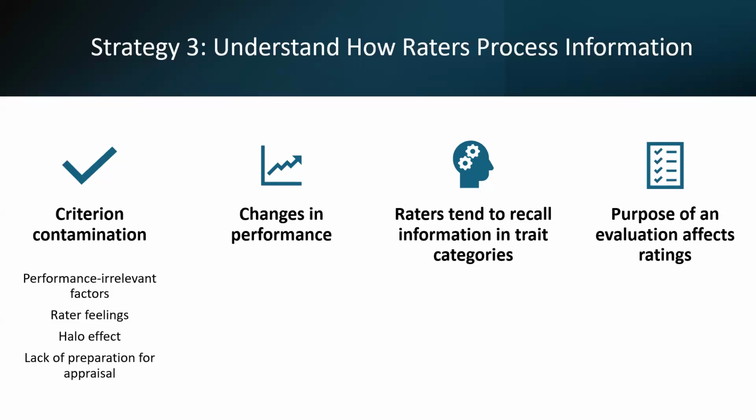Our third strategy is that we want to understand how raters process information. A lot of ratings have what we call criterion contamination. This is where things that are not related to performance become factors in how employees are rated, either holistically or within specific scales. So you can have performance-irrelevant factors like, are you friends with that employee? Our book talks about how women and people of color tend to get lower performance appraisals for the same behavior. That would be a performance-irrelevant factor.